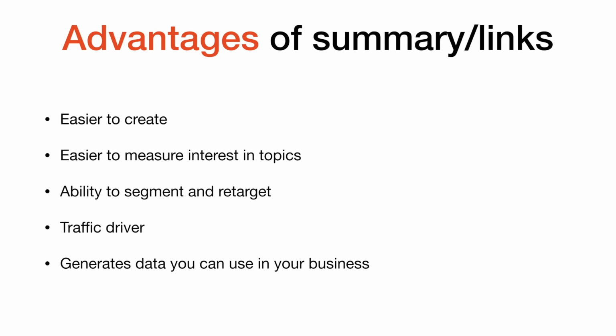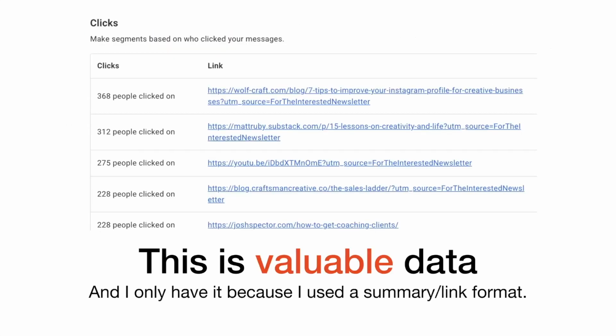And then it generates a lot of data you can use in your business. This is an example from a recent issue of my newsletter. This is the kind of data that you can get when you do summaries and links, and I'll give you some examples of how this could be valuable. So 368 people, and this was a curated article that someone else wrote that I featured, clicked it. It was about 7 tips to improve your Instagram profile for a creative business.